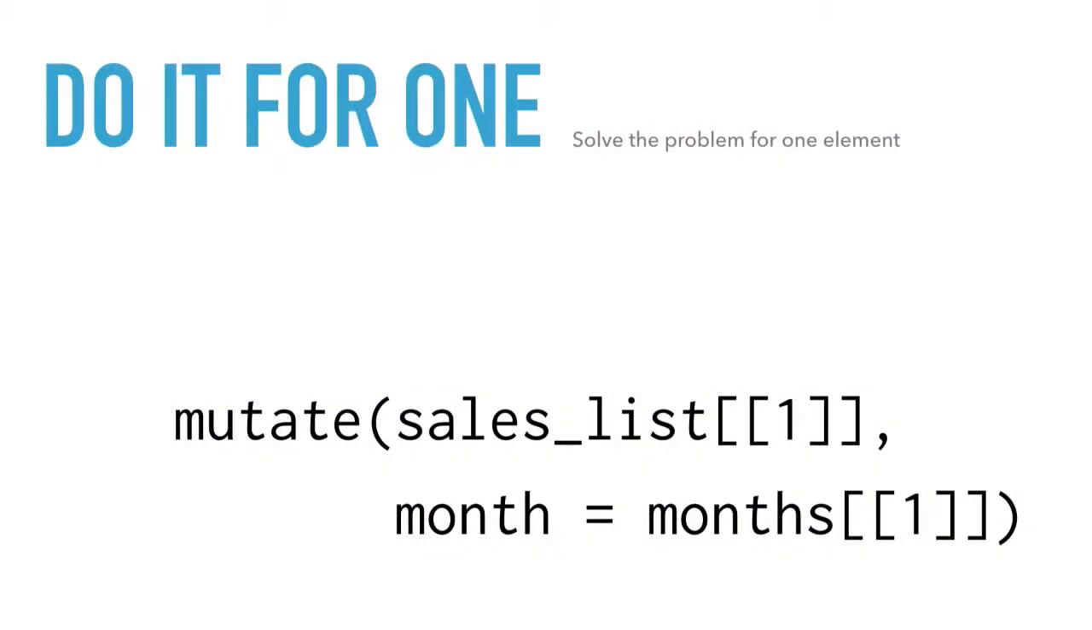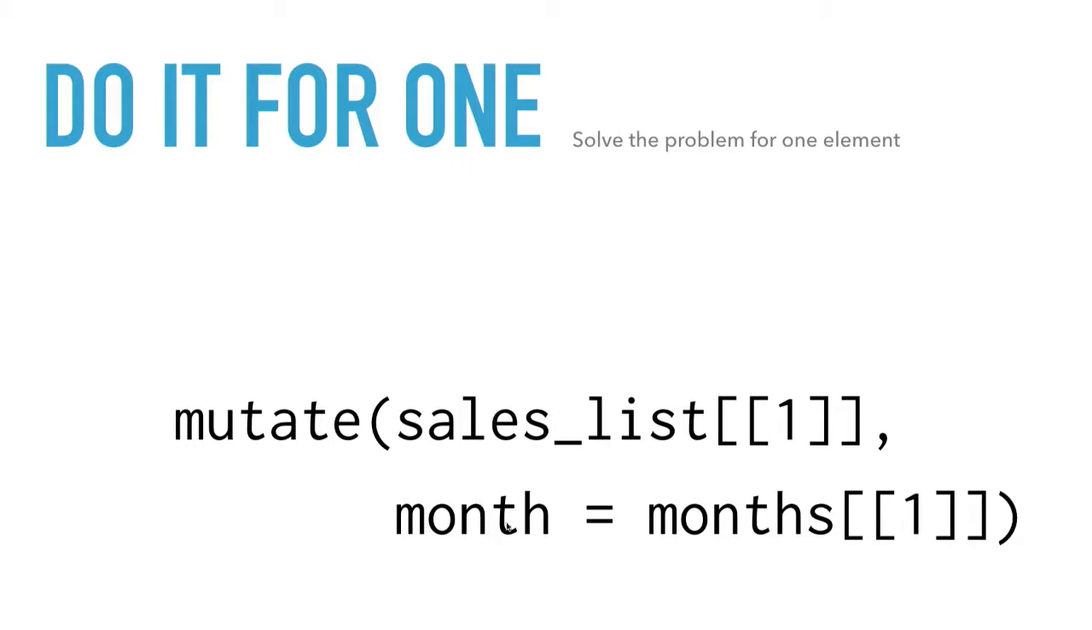Okay. So we already have pretty much this problem solved for one element because we had it in the code. We were doing it for each element separately. One way to think about doing that for the first element is to take the first element of sales_list. Remember, that's that list of data frames. This is the first data frame. I'm mutating the first data frame.